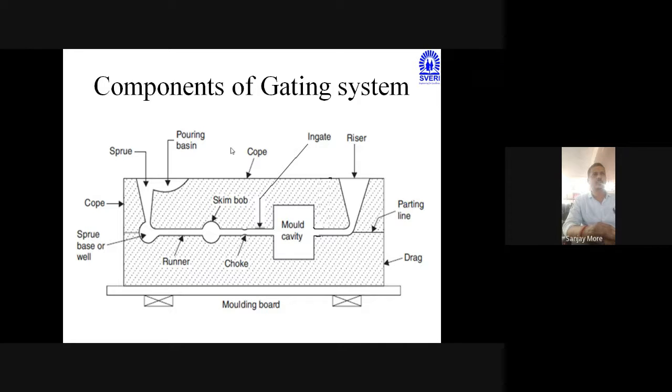Give the heading component of gating system and draw this diagram. Within 5 minutes, draw it.